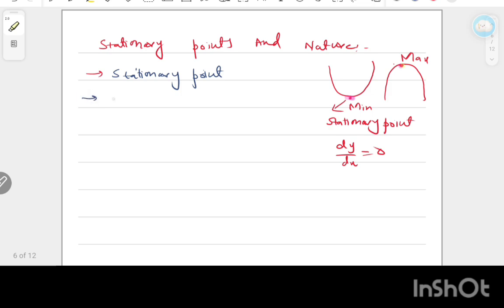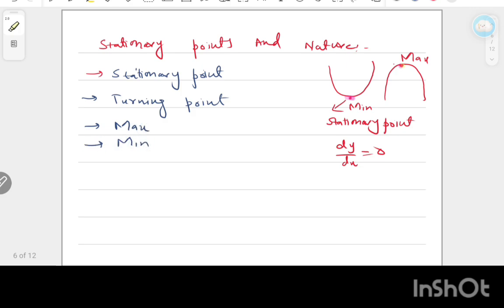We can also say that it's a turning point. We can also say that it's a maximum point or minimum point. These four names we have to write. The first one is stationary point, then turning point, maximum point, then minimum point.